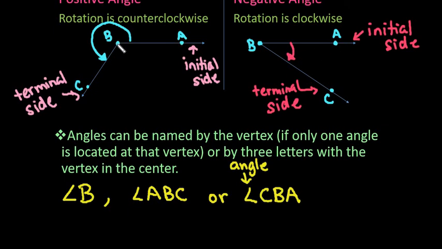You cannot call this angle BAC because angle BAC means that you would be talking about angle A, which there is no angle at this point.